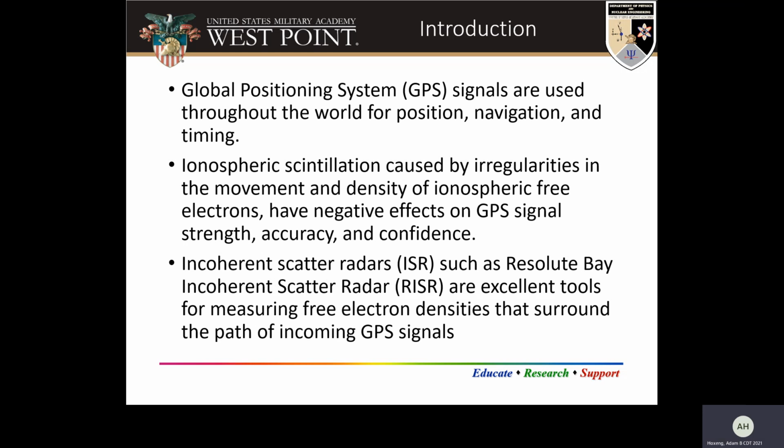Individuals, governments, and economies around the world rely on GPS signals every day for accurate position, navigation, and timing data. However, especially at high latitudes, these signals can be degraded or completely disrupted by adverse ionospheric conditions. The most prevalent example of such adverse conditions are caused by ionospheric scintillations. Incoherent scatter radars, abbreviated to ISR, such as the Resolute Incoherent Scatter Radar, are excellent tools for studying specific ionospheric parameters of scintillations that surround the path of GPS signals and cause the aforementioned inaccuracies.